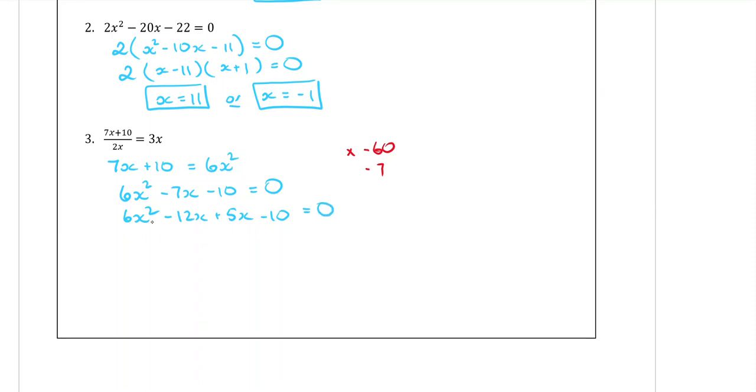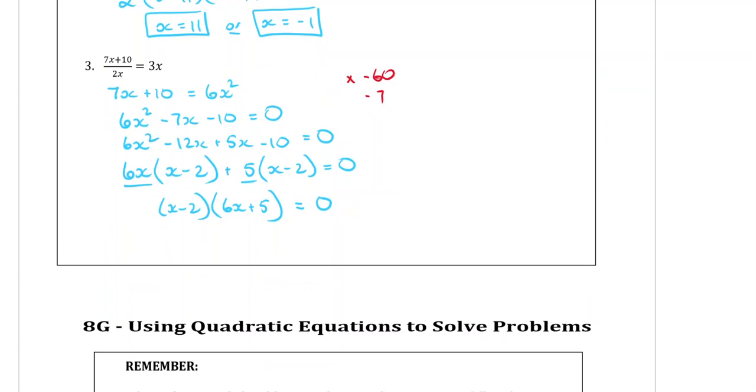From the first two terms, I'm going to factorize 6 and x out the front, which leaves x minus 2 inside. From the third and fourth term, I can factorize out a 5, which will leave x minus 2 as well. Then the x minus 2 is a factor, and the 6x and the plus 5 will be what remains and goes into a second bracket, equal to 0.